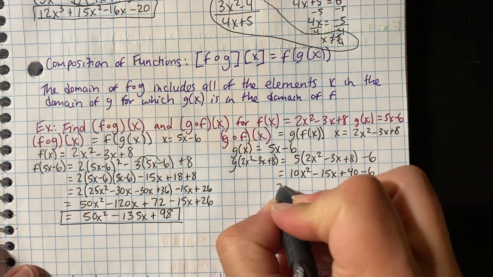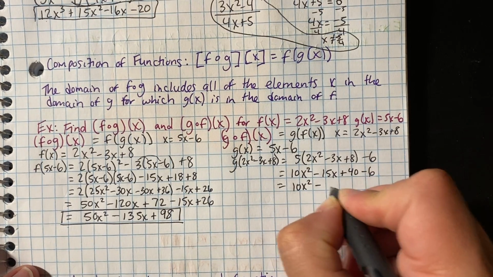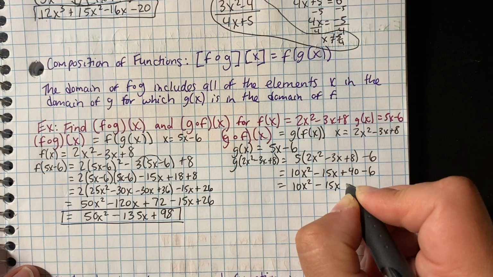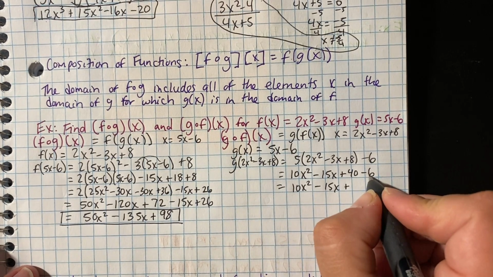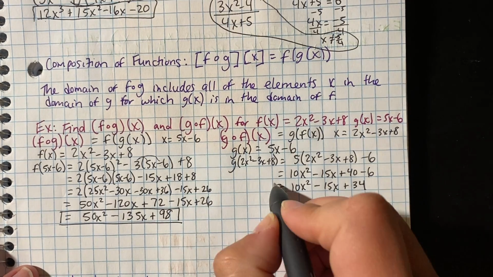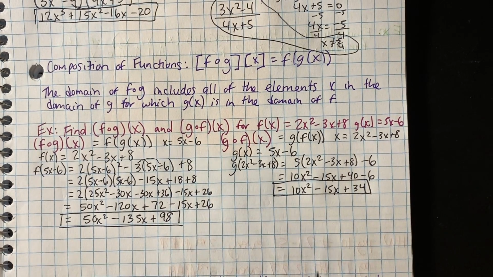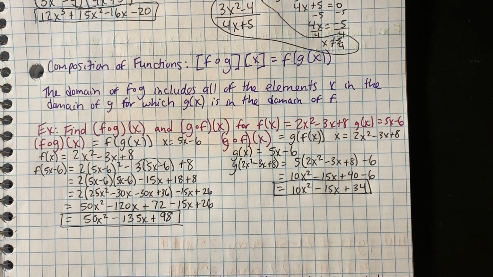Then we just need to combine that ending piece. So we got 10x squared minus 15x plus 40 minus 6 will be 34. And we're done. Okay. The hardest part of these is figuring out what goes into what to get your answer.